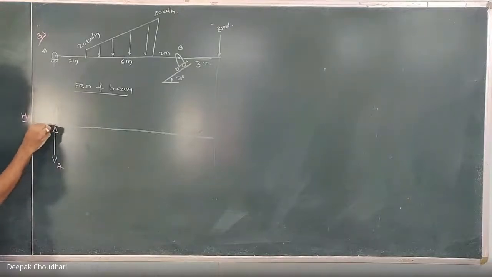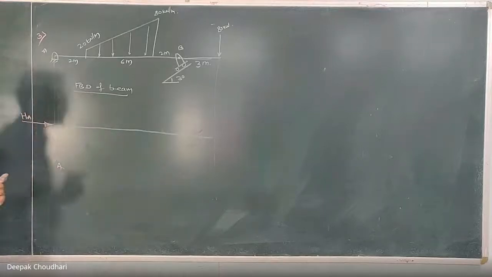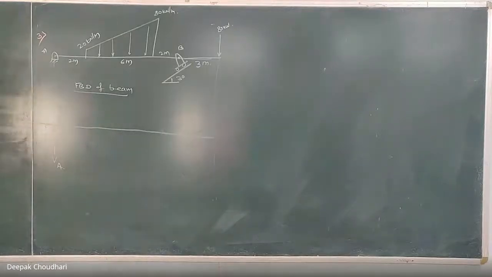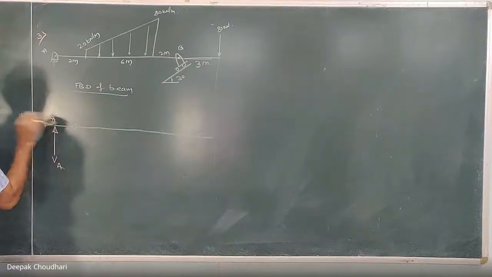What about the direction of this component? Initially you have to assume. I am assuming VA upward, HA towards right. आप कौन सा भी direction assume कर सकते हैं. खाली याद रखो कि with that assumed direction अगर positive answer आता है तो assumed direction is correct, and negative answer आता है तो assumed direction is opposite to that what we have assumed. Therefore, instead of hinge support, you have to show the support reaction here at point A.